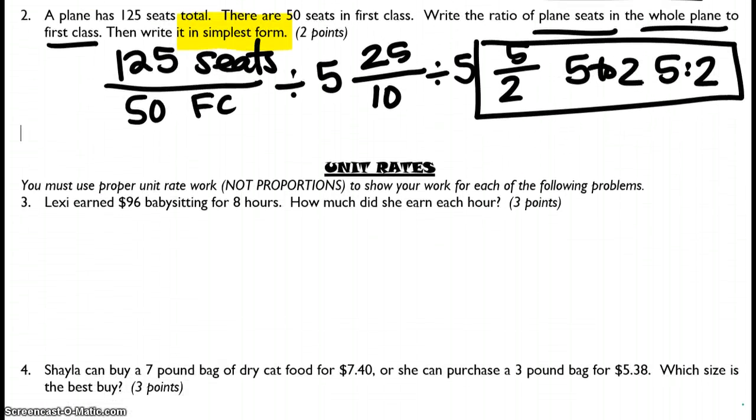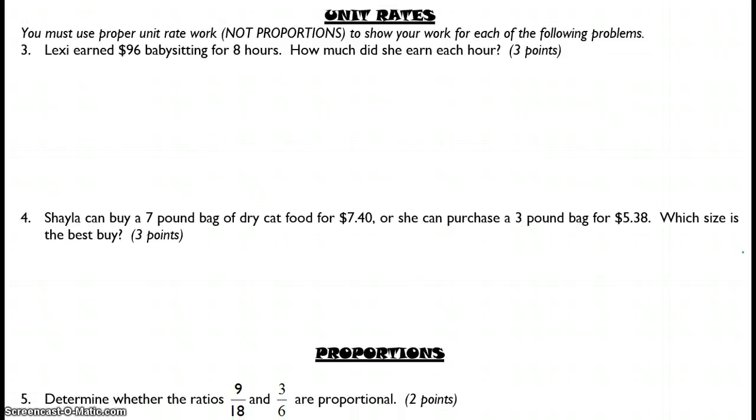Looking at number 3. The directions in this one say you must use proper unit rate work. Okay, we're using unit rate work, not proportions. We focused a lot in the second part of this unit on proportions, but the first part of this unit we need to talk about unit rates. So when we remember, unit rate is when the denominator is 1.